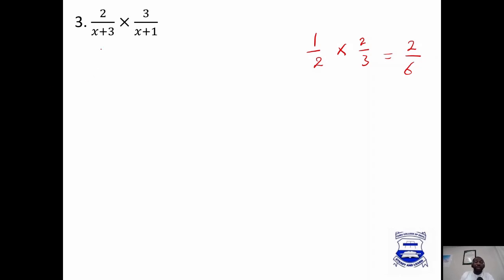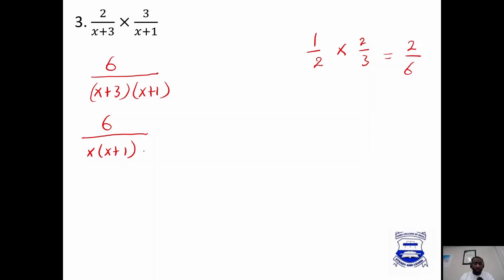So here we're going to do the same thing. 2 multiplied by 3 is going to give me 6. Then we have x plus 3 multiplied by x plus 1. So here we have x plus 3 multiplied by x plus 1. The parentheses, we're going to use the parentheses to help us know that we're multiplying. So now we're going to pick x multiplied by x plus 1. So now I have 6 all over x parentheses x plus 1 plus 3 parentheses x plus 1, right?